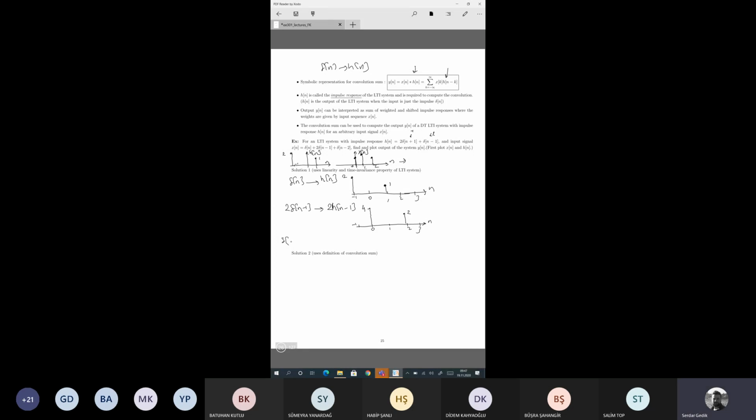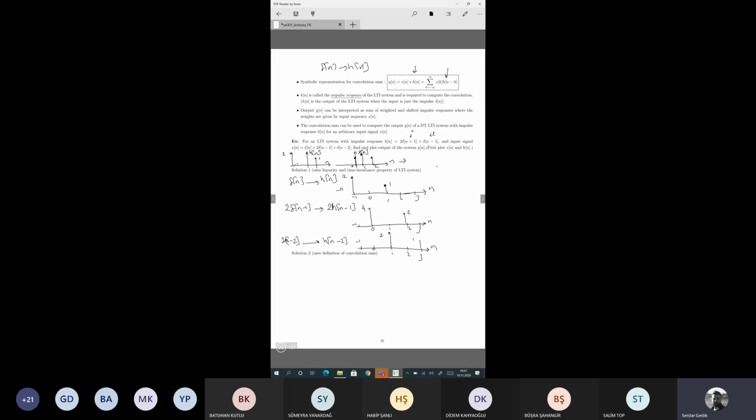And the last term, if impulse of n minus 2 is at the input, at the output I have h of n minus 2, and it is simply this. It is two units shifted version of the original h of n. So it is minus 1, 0, plus 1, 2, and 3. So if you shift this signal 2 units, then what is it? You have 2 at 1, and you have 1 at 3.